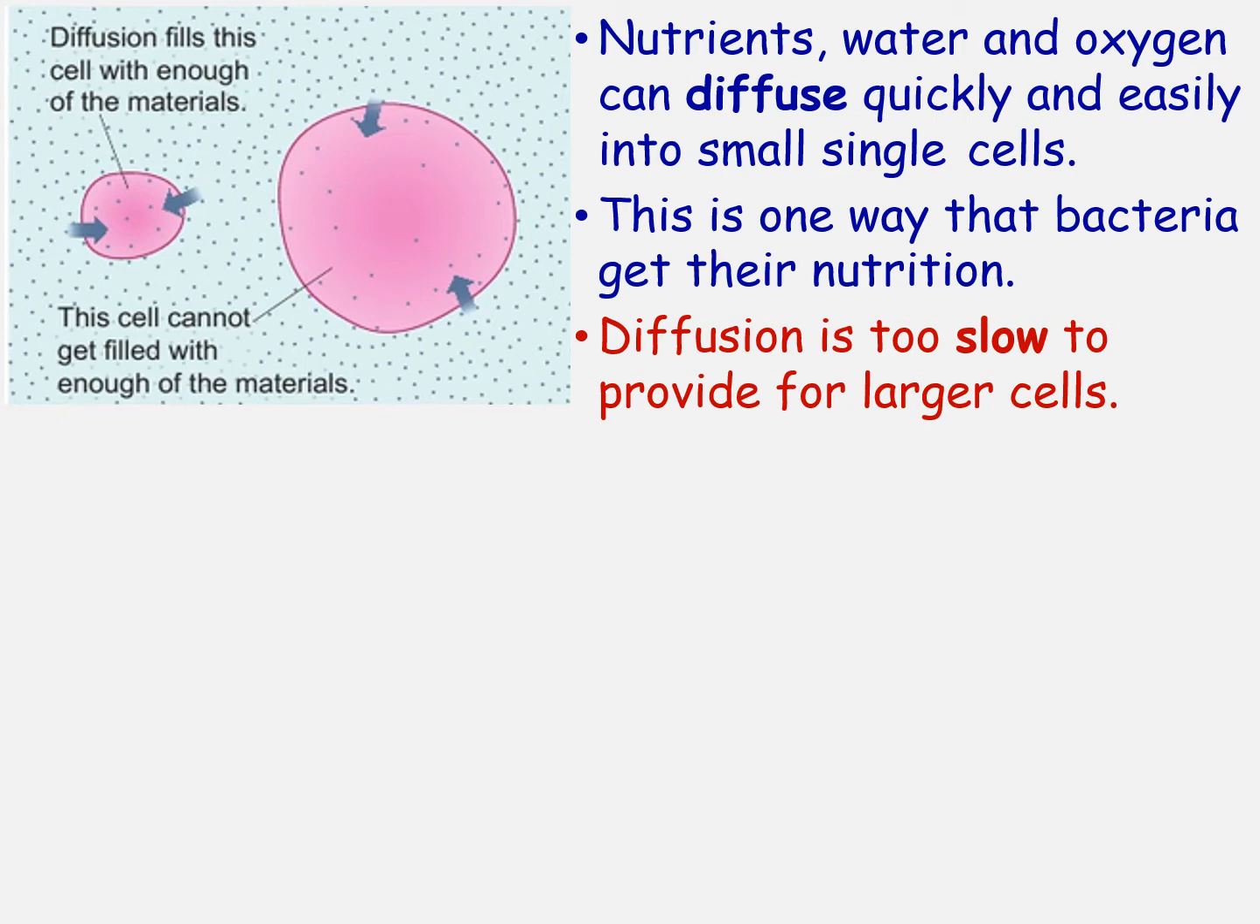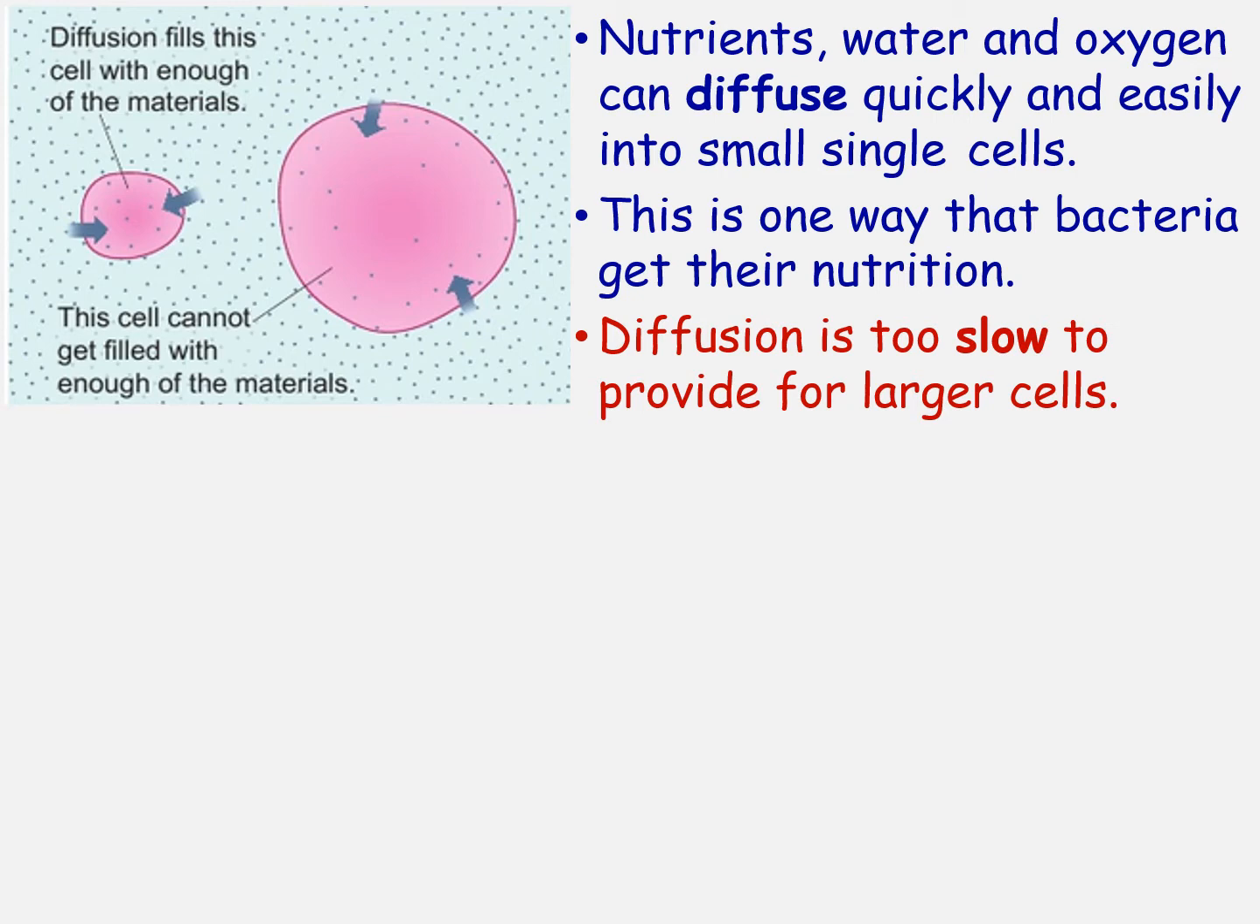Diffusion is that process where molecules, or particles, move from a high concentration where there's lots of them, and you can see in the light blue solution there's lots and lots of these little dots. They move from a high concentration into an area of low concentration, i.e. into the cell. Nutrients, water, and oxygen diffuse quickly and easily into these small cells because they have a very small surface area.